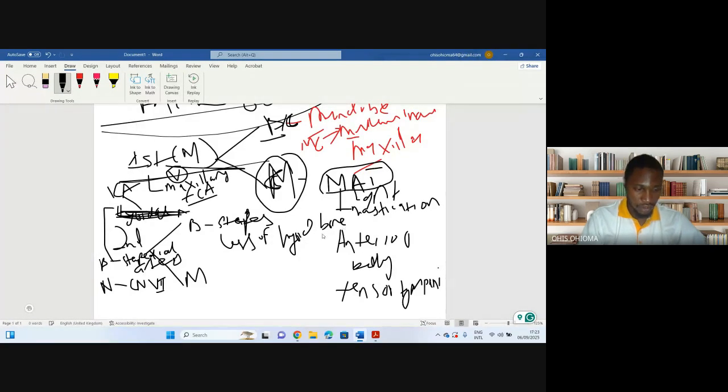Another thing that we have here that you have to know is the stylohyoid ligament. So you can see all of them have an S in them. Stylohyoid ligament.